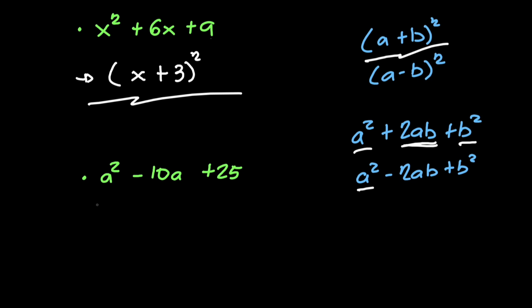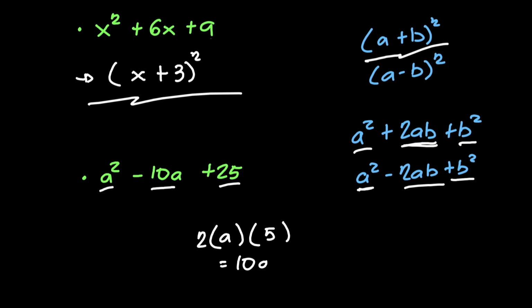Next, a squared minus 10a plus 25. a squared here is a squared. b squared here is 25, which is also a perfect square, wherein it is 5 multiplied by 5. Now, let's use this form 2ab in order to find whether it is 10a or not. So it would be 2 multiplied by a, and multiplied by b, which is the square root of 25, which is 5. 2 times 5 would be 10, and multiplied by a, it matches 10a here.